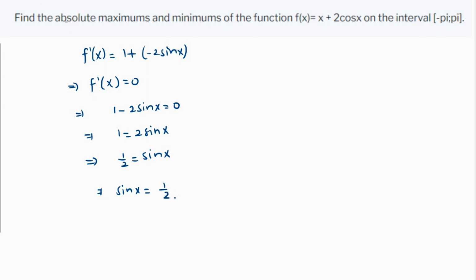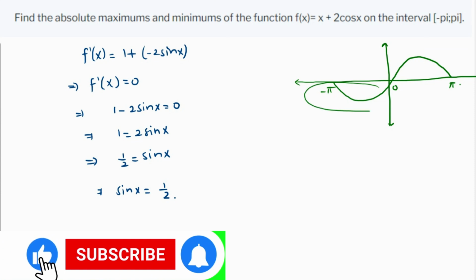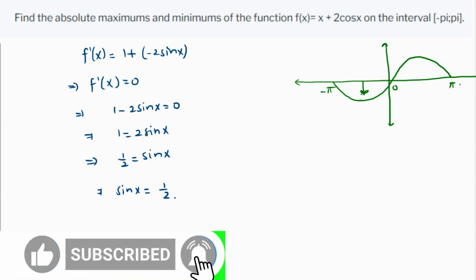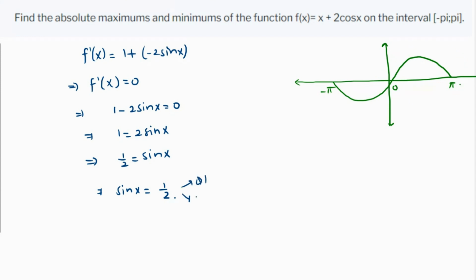Now remember that x is in between negative pi to pi. And if we draw the curve of sine x between negative pi to pi, it is like this. Since sin x is 1 over 2, it cannot be in this region because it's completely negative in this region. So 1 over 2 will be in this particular region, and that too in quadrant 1 and quadrant 2, because in both the quadrants sine is positive.